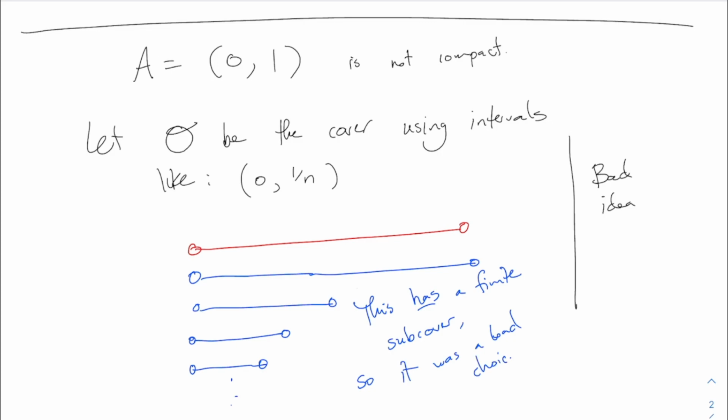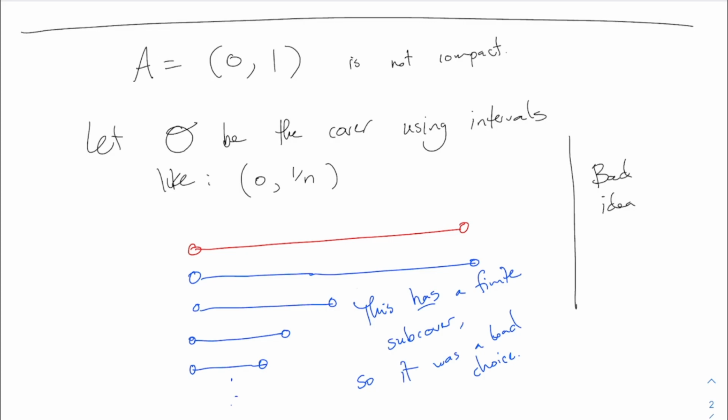Does that mean it's not compact? Or does that mean it is compact? I'm trying to show that it's not compact. If you say it is compact, it means every open cover has a finite subcover. Just because I showed you an open cover which has a finite subcover doesn't mean that it is compact. It just means that was perhaps a bad choice of the open cover. Anybody see how could I modify this?